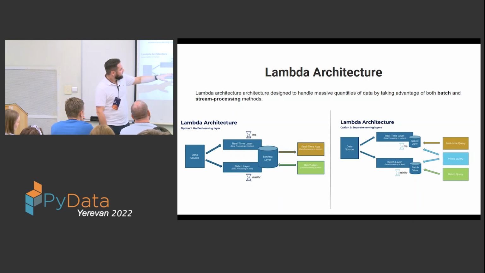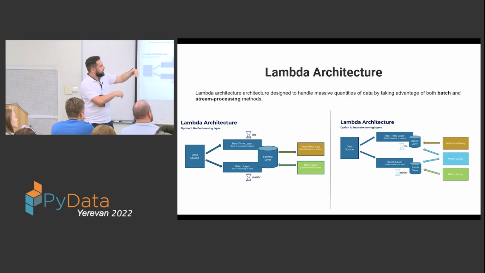Another option is Lambda, but with serving layers, so you have separate serving layers. Here is one serving layer, and in the second case, there are separate serving layers. One of the problems with Lambda is that you have to have two tech stacks, one for batch processing and another one for stream processing. And maintaining this kind of infrastructure can get problematic on enterprise level.